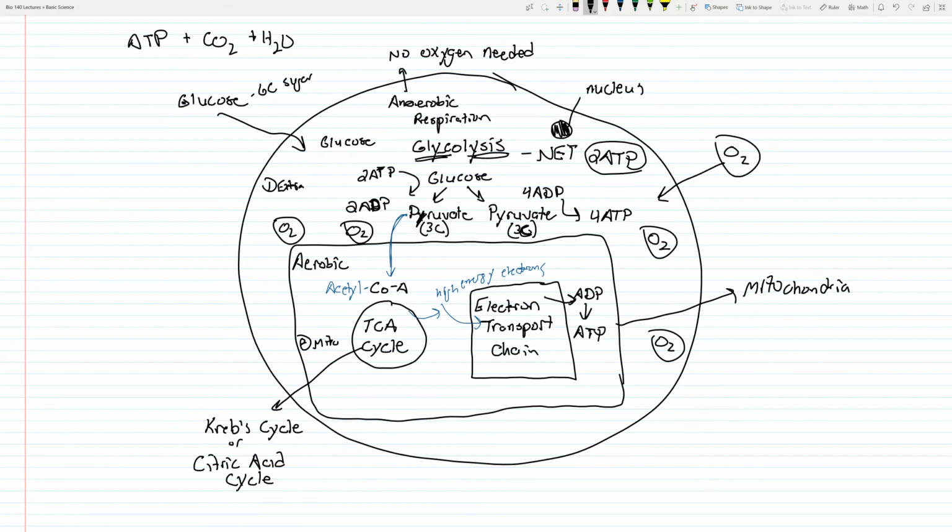And what it's going to do is start breaking up those carbons to steal high energy electrons. Those high energy electrons are going to be shunted to the electron transport chain. Some people call it the electron transport system. It doesn't matter. What the electron transport chain is going to do is use the energy from those high energy electrons to take the ADP and turn it back into ATP.